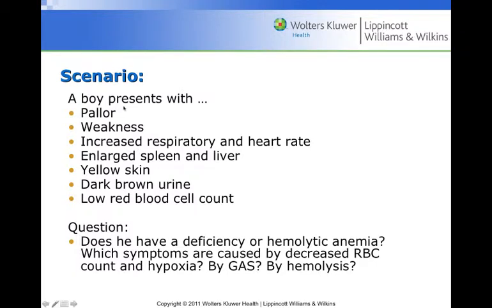So, what do we have here? A boy presents with pallor, weakness, increased respiratory and heart rate, enlarged spleen and liver, yellow skin, dark brown urine, and low blood cell count. What's going on here? It sounds like he has a hemolytic anemia because we see dark brown urine. That tells us that he's got hemoglobin in his urine. Yellow skin is jaundice, so we're also getting unconjugated bilirubin that is overwhelming the system. Pallor, weakness, and increased respiratory rate are all going to be due to the anemia itself.